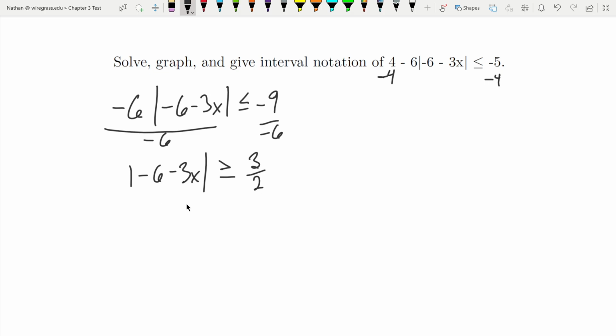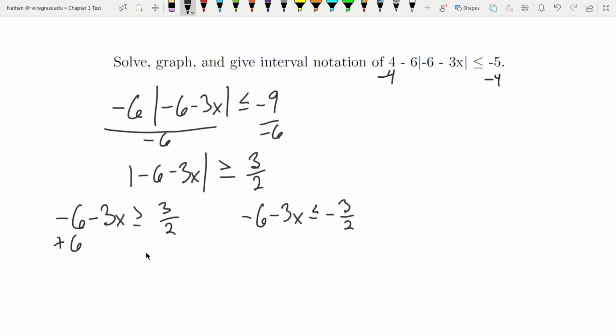The first one is going to be the exact same thing without the absolute value bars. So we're going to write negative 6 minus 3x greater than or equal to 3 halves. And then the next one is going to be the same thing inside the absolute value, and flip the inequality sign. Okay, now we can solve each one of these for x.